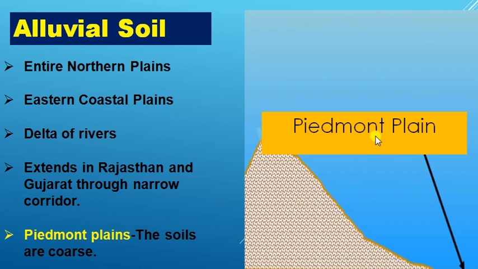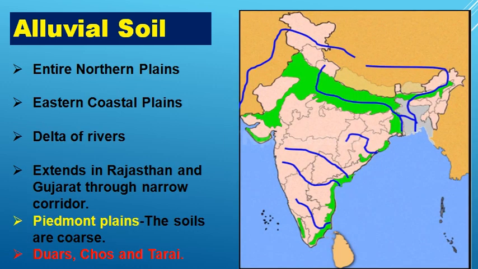Now these are also the areas where we find three geographical features. One is duars, the other one is chos, the third one is tarai. Duars are actually formed more in Sikkim and Bhutan regions. Duars is another word for door, an opening of flood plains. Chos refers to the streams that begin from the mountains, that is the Himalayan mountains. They can be seen in Punjab and Haryana.